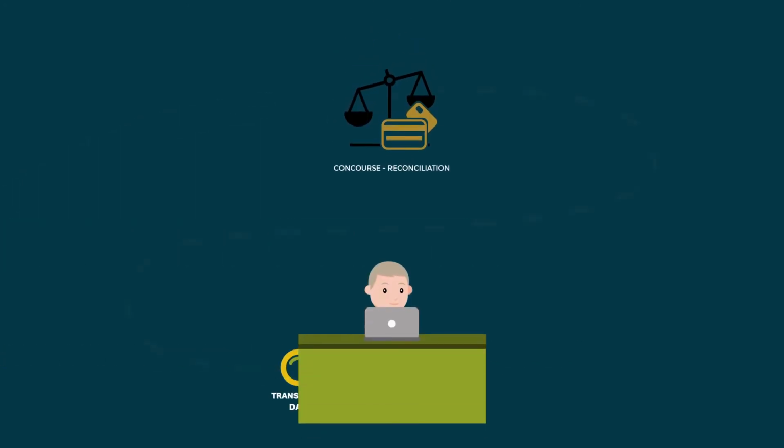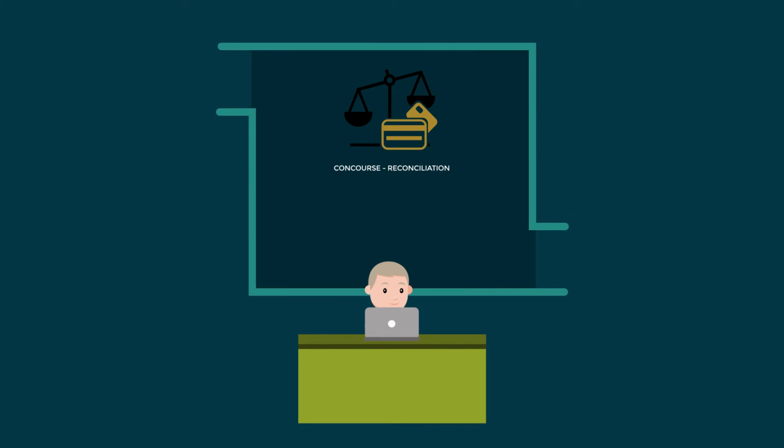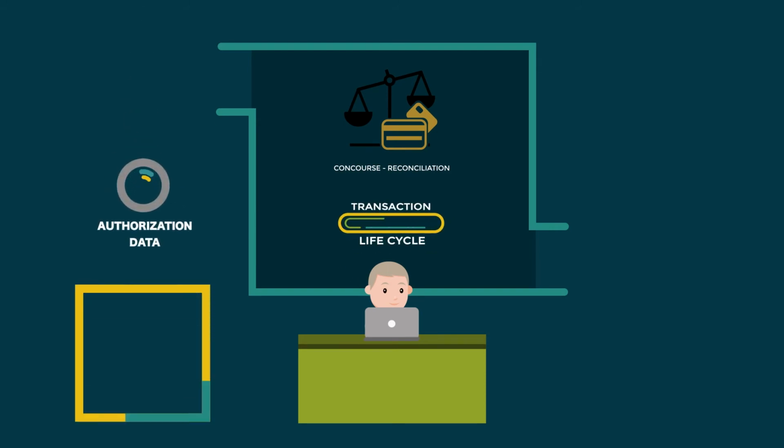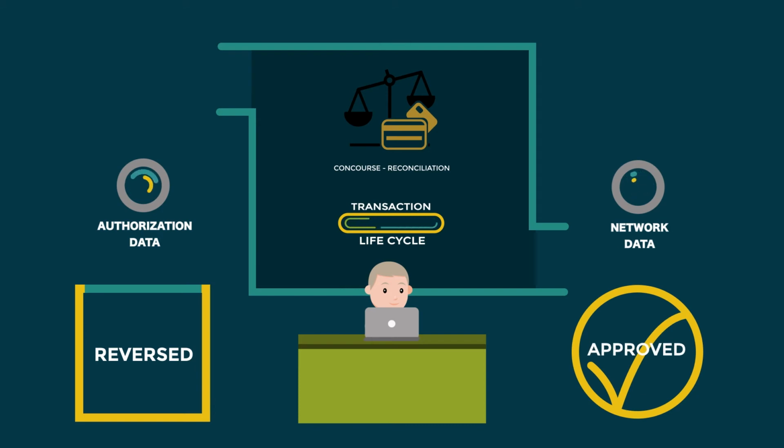When a transaction is authorized by Mark's company, it is instantly loaded into the Concourse repository. Concourse then loads the related transaction data from the card network as soon as it becomes available. The authorization data and the network data are automatically linked together to create a transaction lifecycle. Concourse Reconciliation instantly identifies a discrepancy because the authorization data shows the transaction was fully reversed. However, the network data shows the transaction was approved.